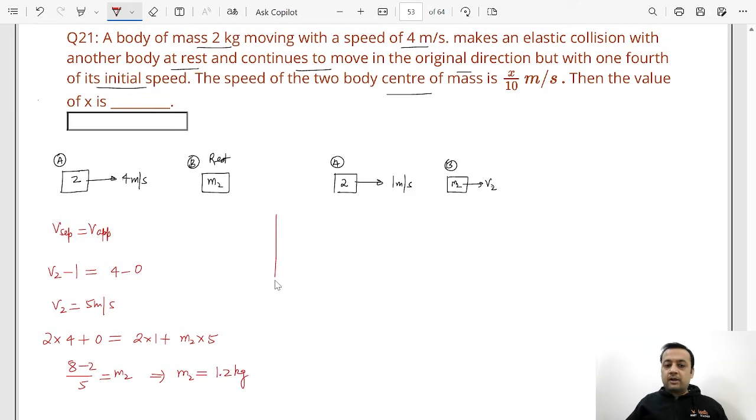Question is asking us to find the velocity of center of mass. Now you know that in a collision, velocity of center of mass will not change. So whether you find it by the final situation or by the initial situation, both will give you the same velocity of center of mass.